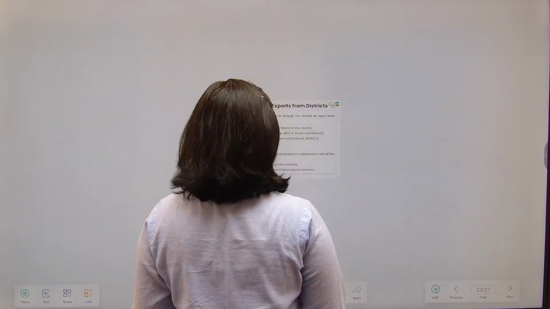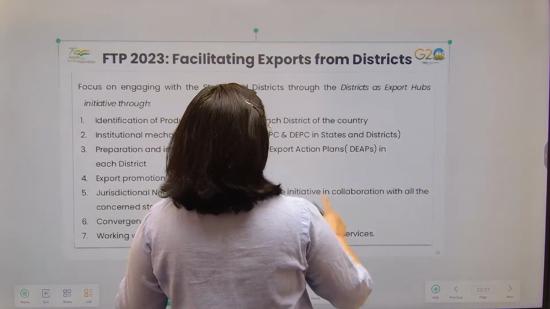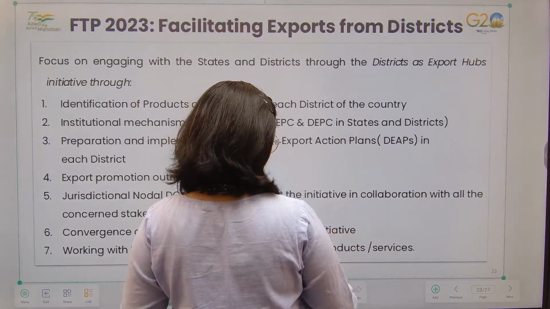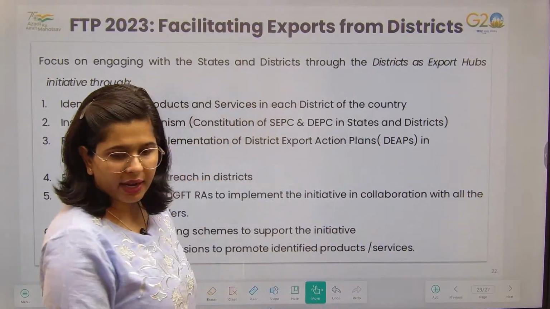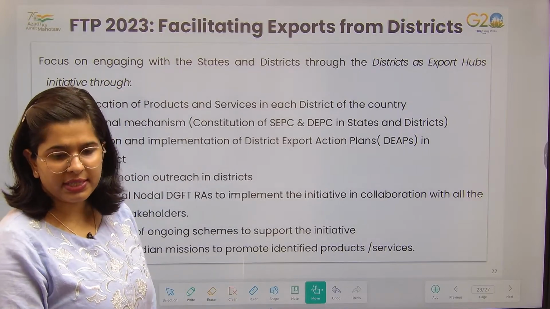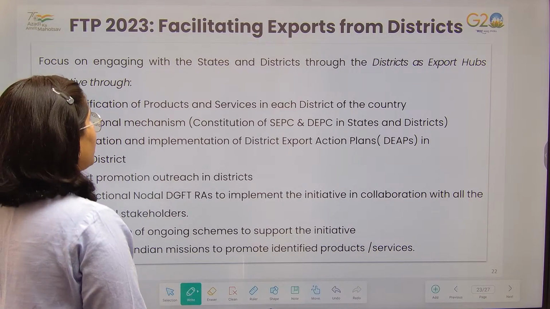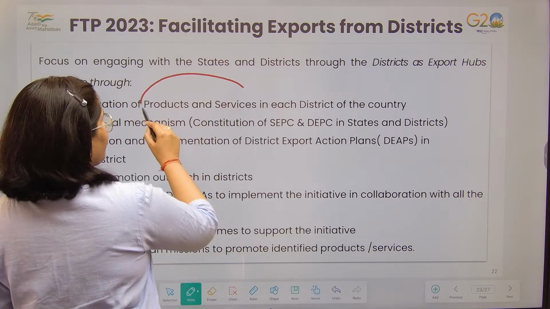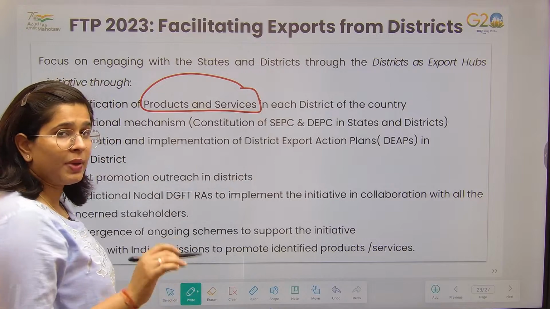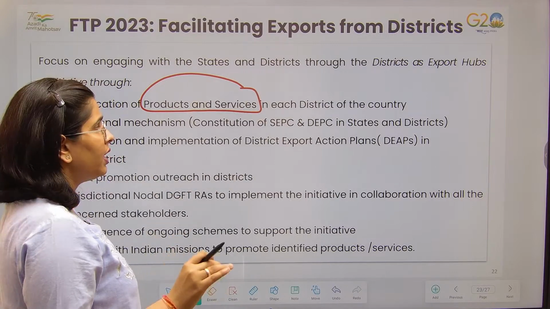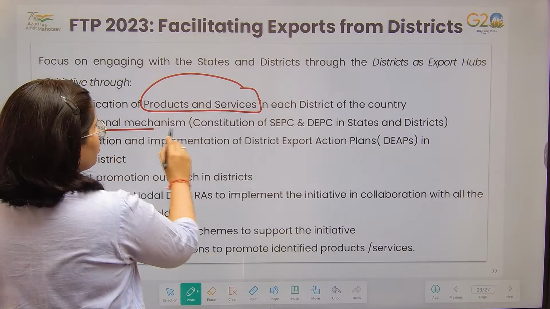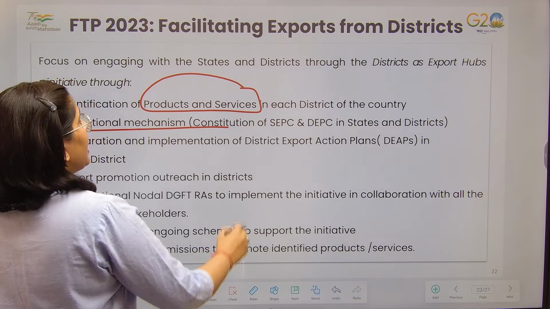So the next thing is facilitating exports from districts. This is a similar kind of thing that we have already studied, right? Export hubs in districts will be created. This is called districts as export hubs. We are going to identify the products and services which are special in each district of the country. After that, institutional mechanisms will be created.